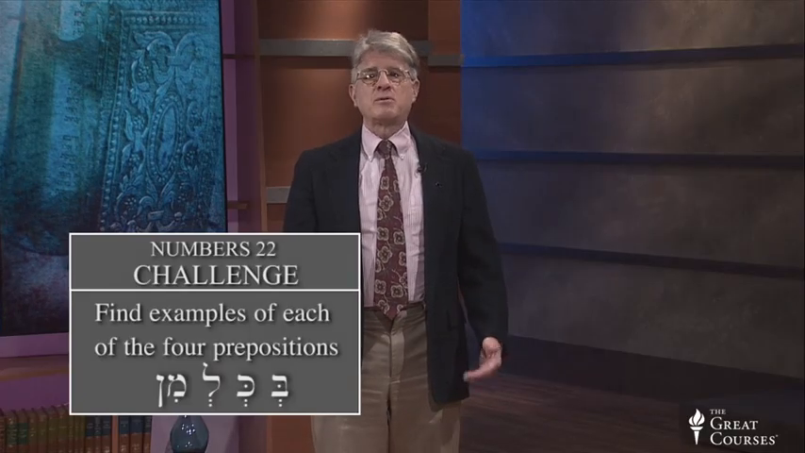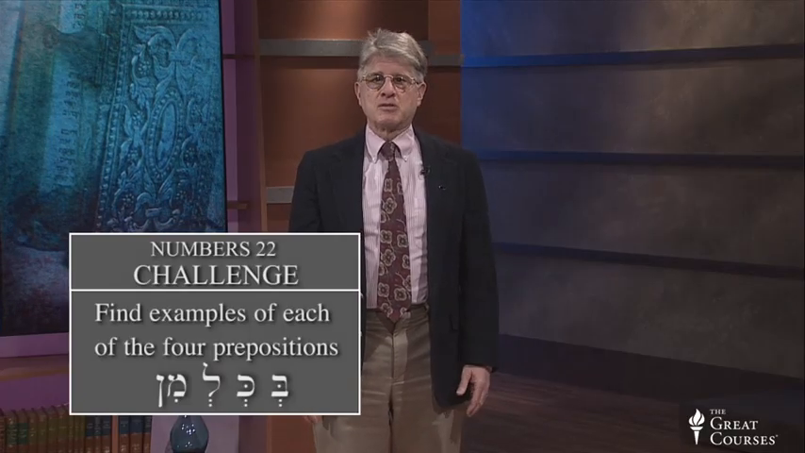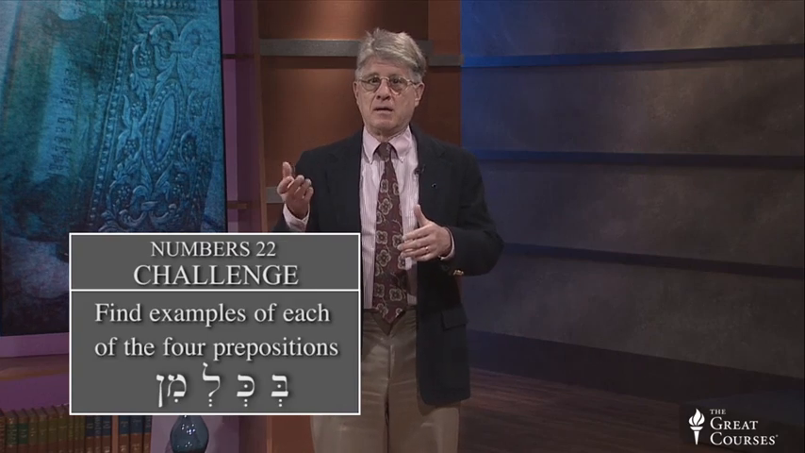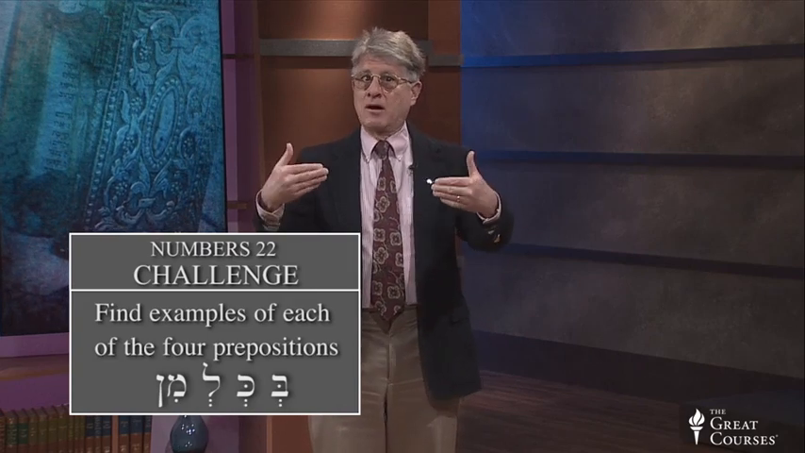First, our regular kind of challenge from Numbers 22. Find examples of each of the 4 prepositions we learned this time. Be, ke, le, and min. Min attached and unattached. Then, settle down and see what sense you can start making out of the story in Numbers 22. And this is something you can continue to do on your own all the way through the course.